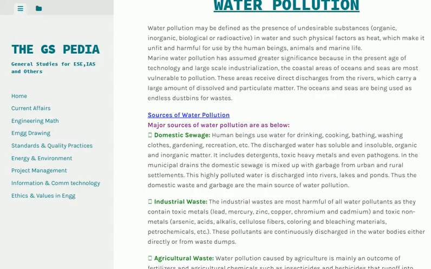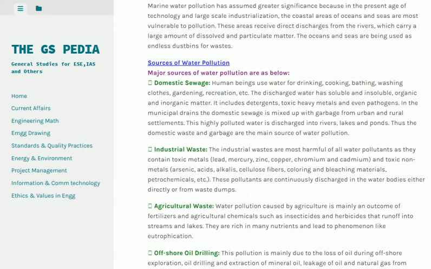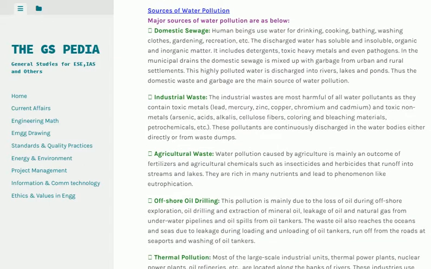Industrial waste. The industrial wastes are most harmful of all water pollutants as they contain toxic metals: lead, mercury, zinc, copper, chromium and cadmium, and toxic non-metals: arsenic, acids, alkalis, cellulose fibers, coloring and bleaching materials, petrochemicals, etc. These pollutants are continuously discharged in the water bodies, either directly or from waste dumps.